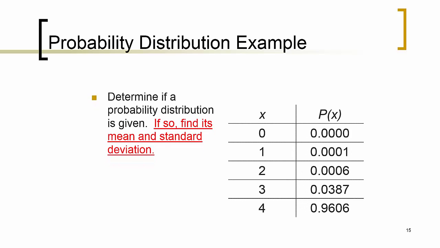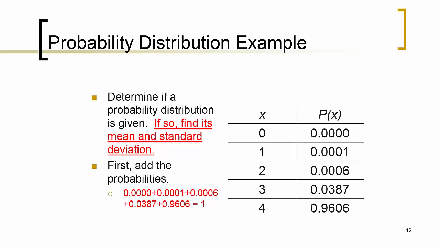Okay, so let's determine if a probability distribution is given. If it is, find the mean and standard deviation of the probability distribution. We first want to make sure that the sum of the probabilities is 1. When I add up the probabilities, it does equal 1, so it is a probability distribution.